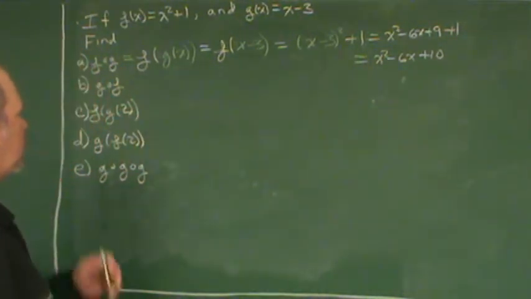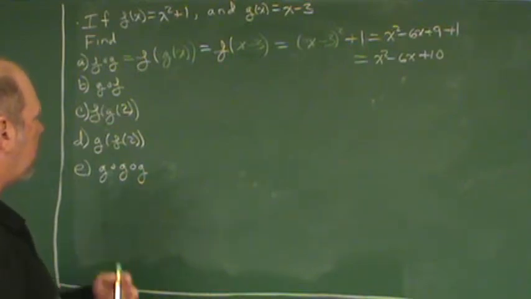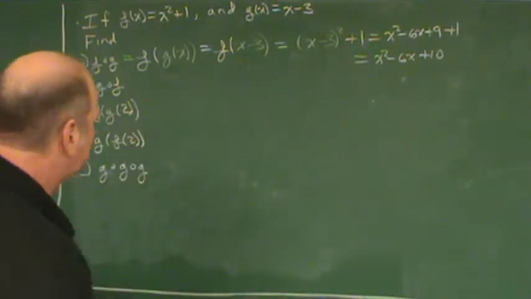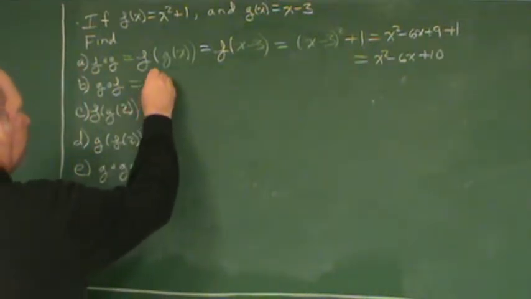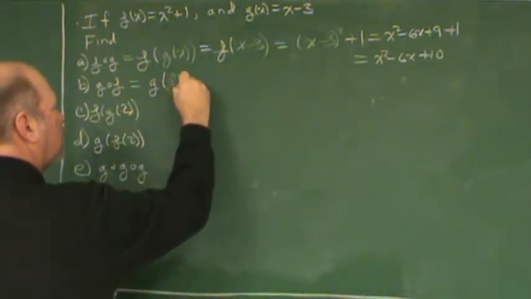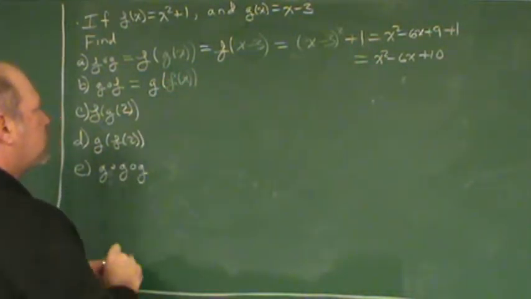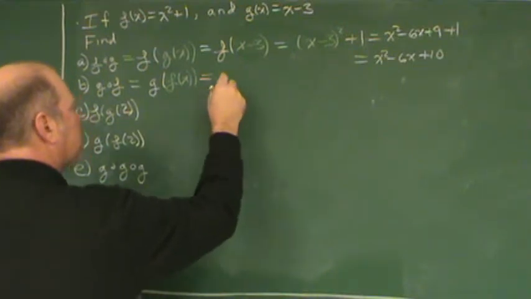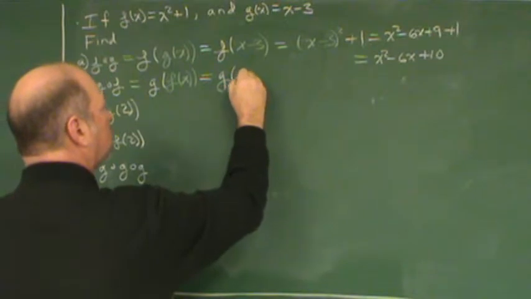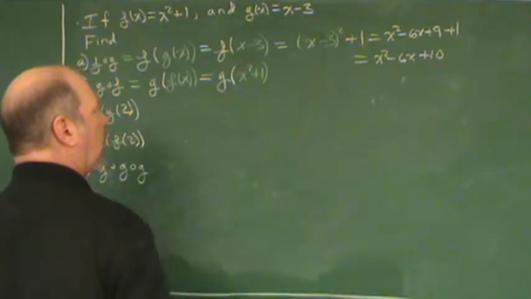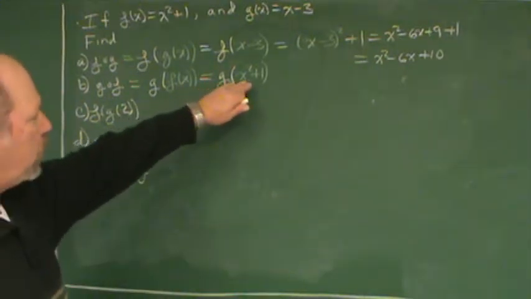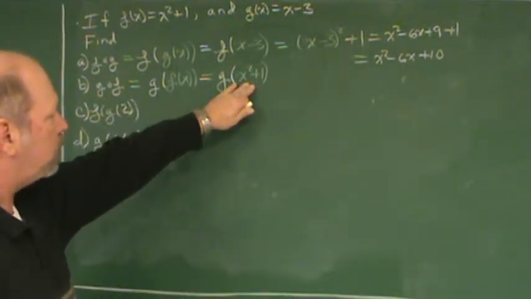Now let's look at g composed with f. In this case, f is now our interior function, where in the previous example, g was our interior function. So g composed with f means g of f of x. And what is f of x? f of x is x squared plus 1. And just like before, the rules of composition don't change. In g, everywhere we see an x, we're going to put in x squared plus 1.